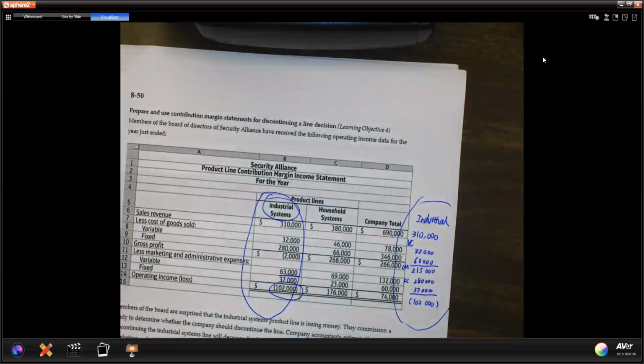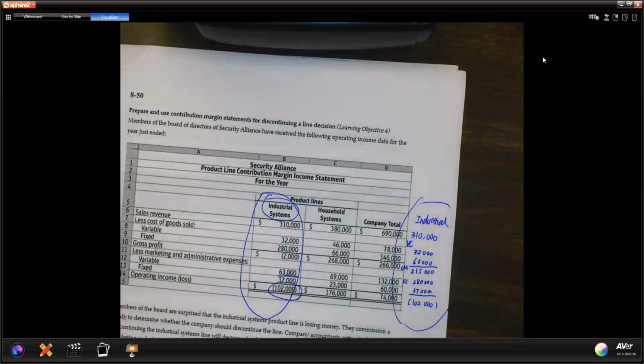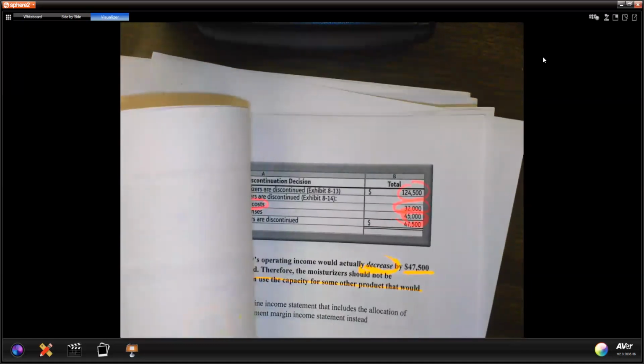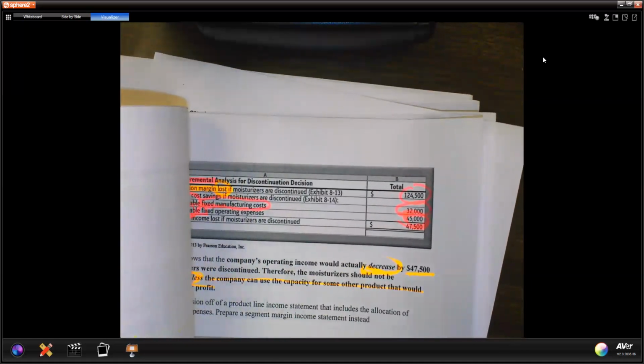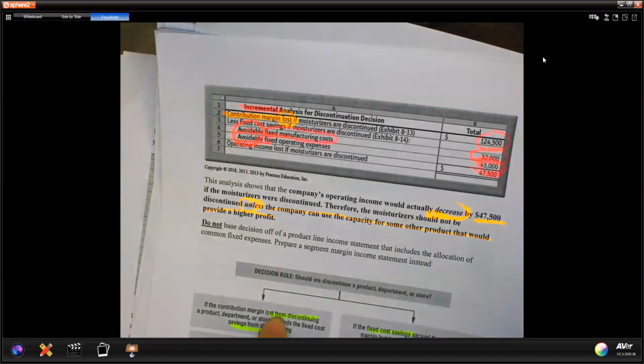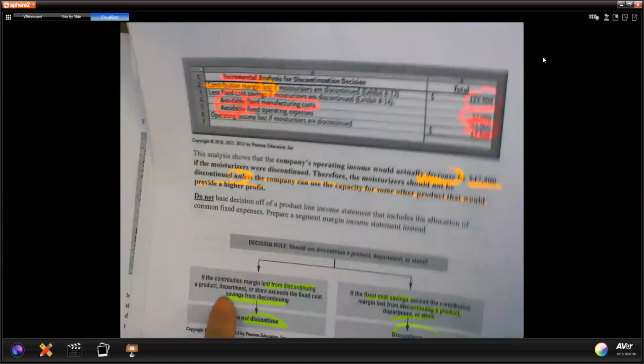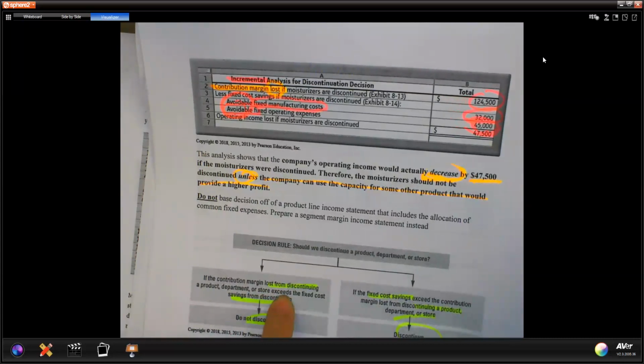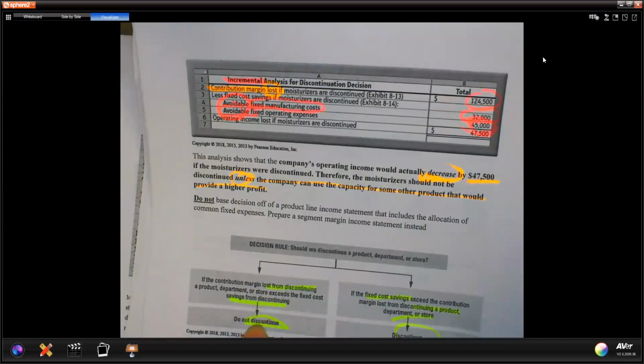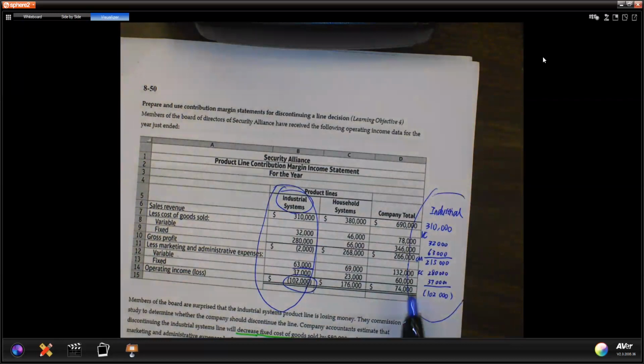And now we keep looking, right? Remember our criteria when we ask whether to discontinue: if the contribution margin lost from the discontinued product is more than the cost savings, then we should not discontinue. We should still keep it. So now look at our contribution margin.